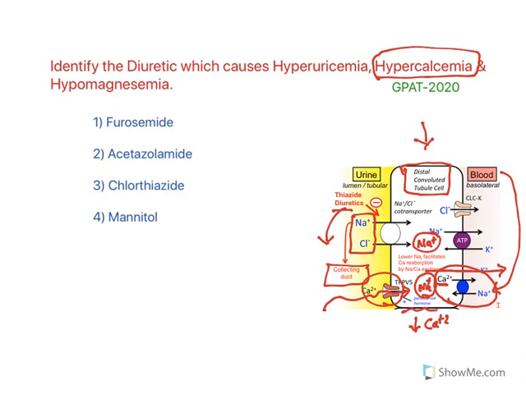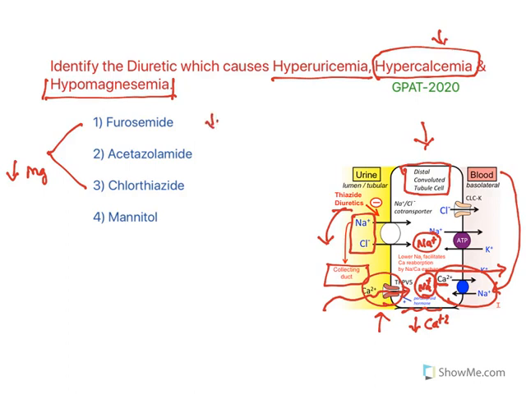Even parathyroid hormone also does the same thing. Now the next one, hypomagnesemia. Both furosemide, a loop diuretic, as well as thiazides, both of them will reduce the amount of magnesium in the body. So understand this question. Hyperuricemia and hypomagnesemia, both the adverse effects are caused by loop as well as thiazides, but the difference comes with calcium levels.